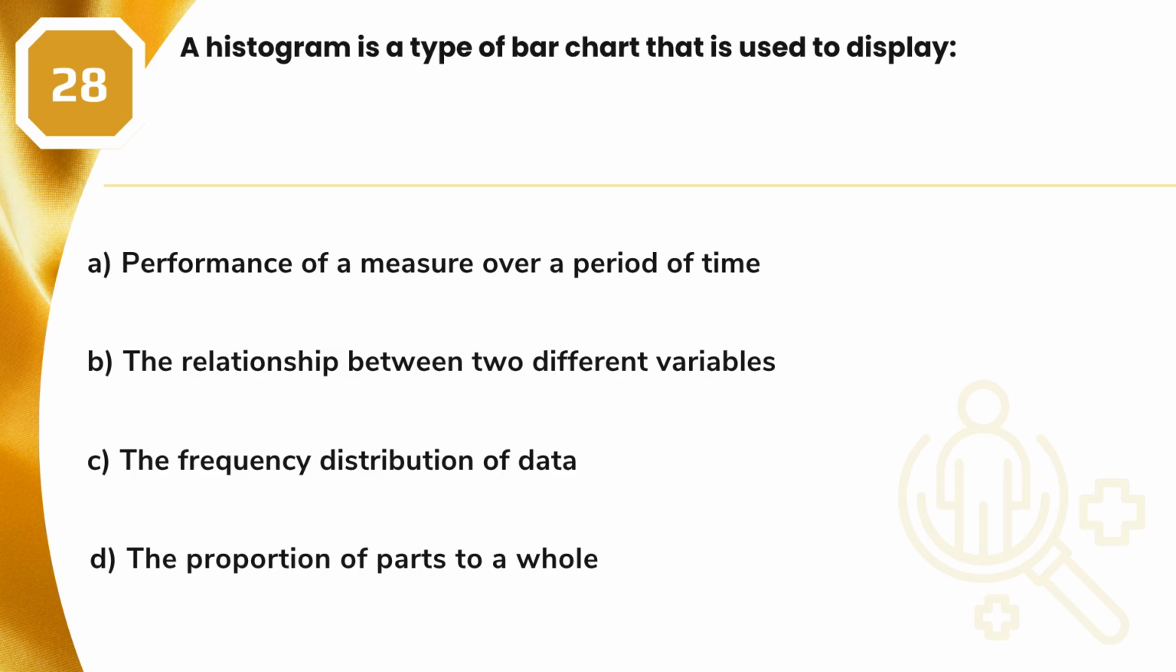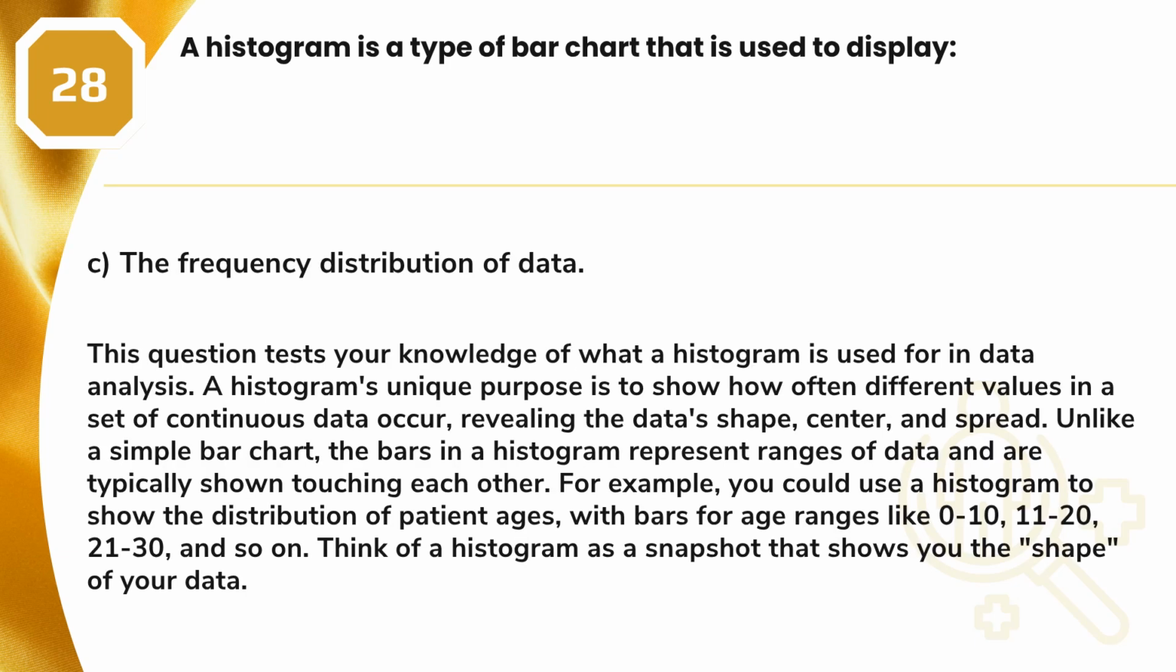Question 28. A histogram is a type of bar chart that is used to display A. Performance of a measure over a period of time. B. The relationship between two different variables. C. The frequency distribution of data. D. The proportion of parts to a whole. Answer: C. The frequency distribution of data.